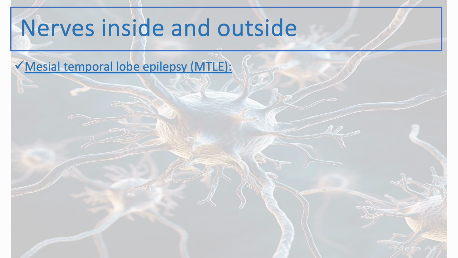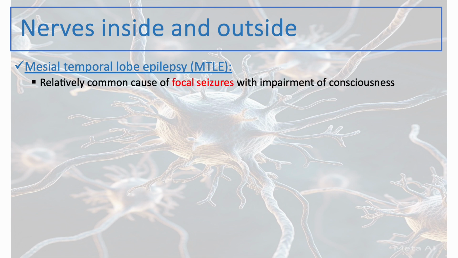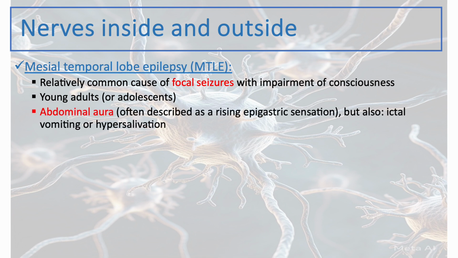Now, mesial temporal lobe epilepsy. This is really a little bit less common cause of abdominal pain. Usually, there are other manifestations that can give you a clue, but it's worth mentioning here. It's kind of an interesting entity. Actually, it's a relatively common cause of focal seizures with impairment of consciousness. This usually happens in young adults or adolescents. Abdominal aura is also kind of characteristic, often described as a rising epigastric sensation, but patients might also have some ictal vomiting or hypersalivation as part of the GI manifestations.